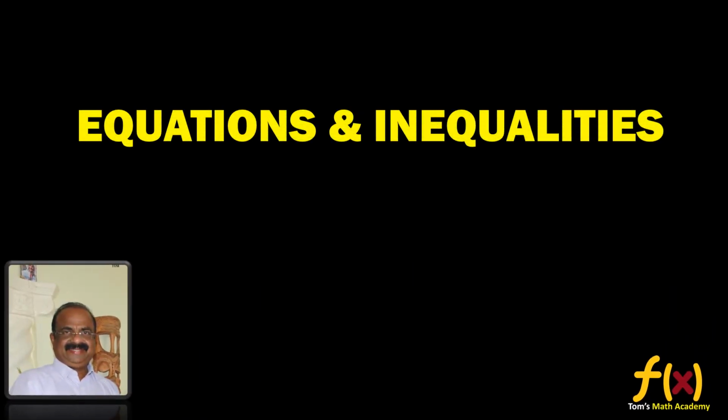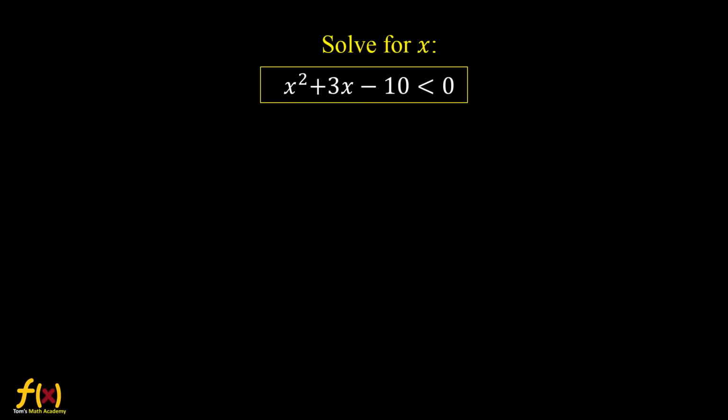Welcome back to the topic Equations and Inequalities. This is part 2. Solve for x. We come to inequality questions. x squared plus 3x minus 10 less than 0. All of you know that this is not a quadratic equation. It's a quadratic inequality. So what is the method?